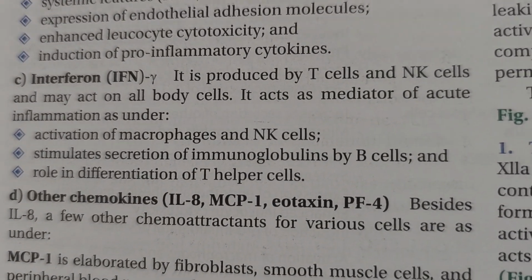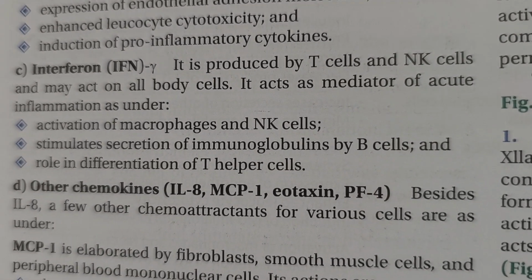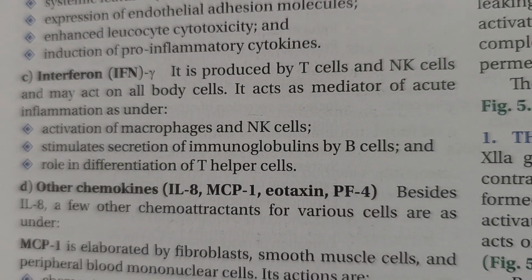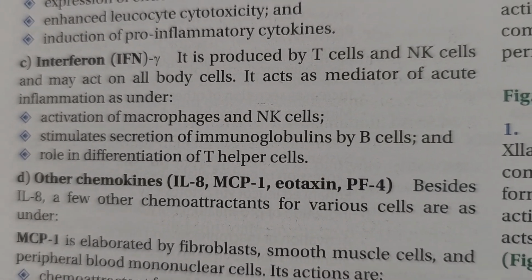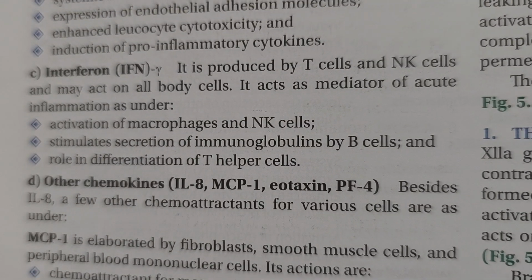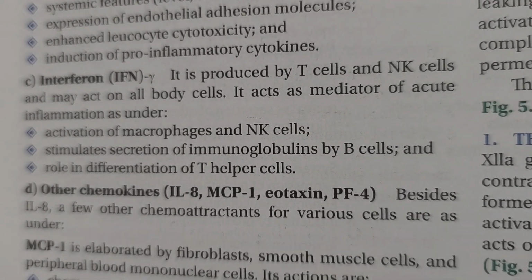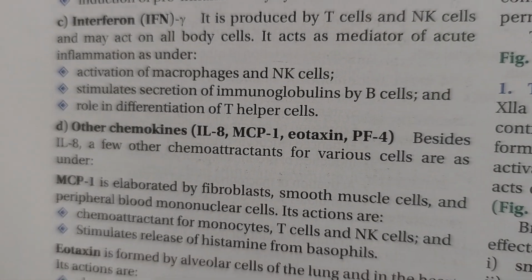Interferon gamma. It is produced by T cells and NK cells and may act on all body cells. It acts as a mediator of acute inflammation as under. It activates macrophages and NK cells, stimulates the secretion of immunoglobulins by B cells, and has a role in differentiation of T helper cells.